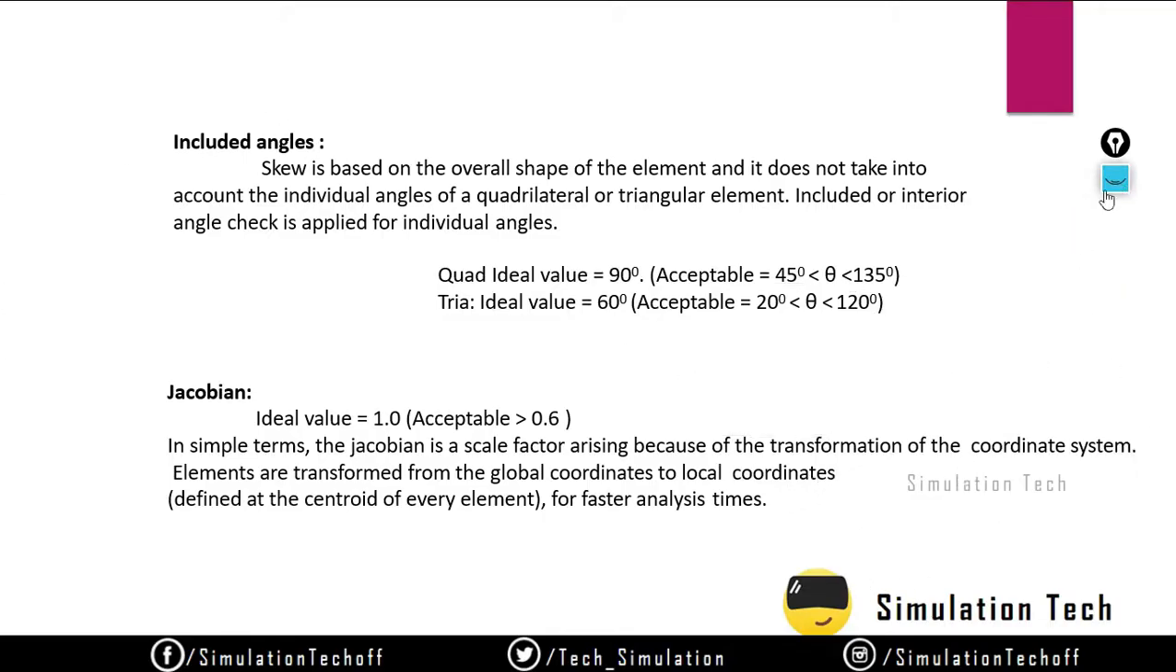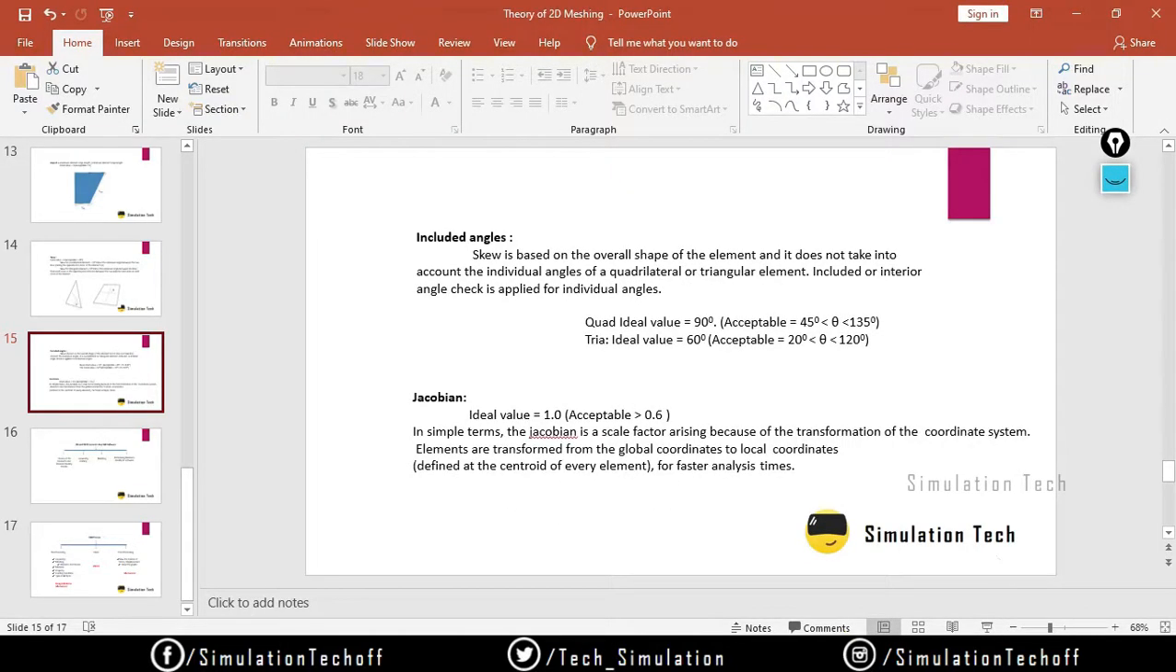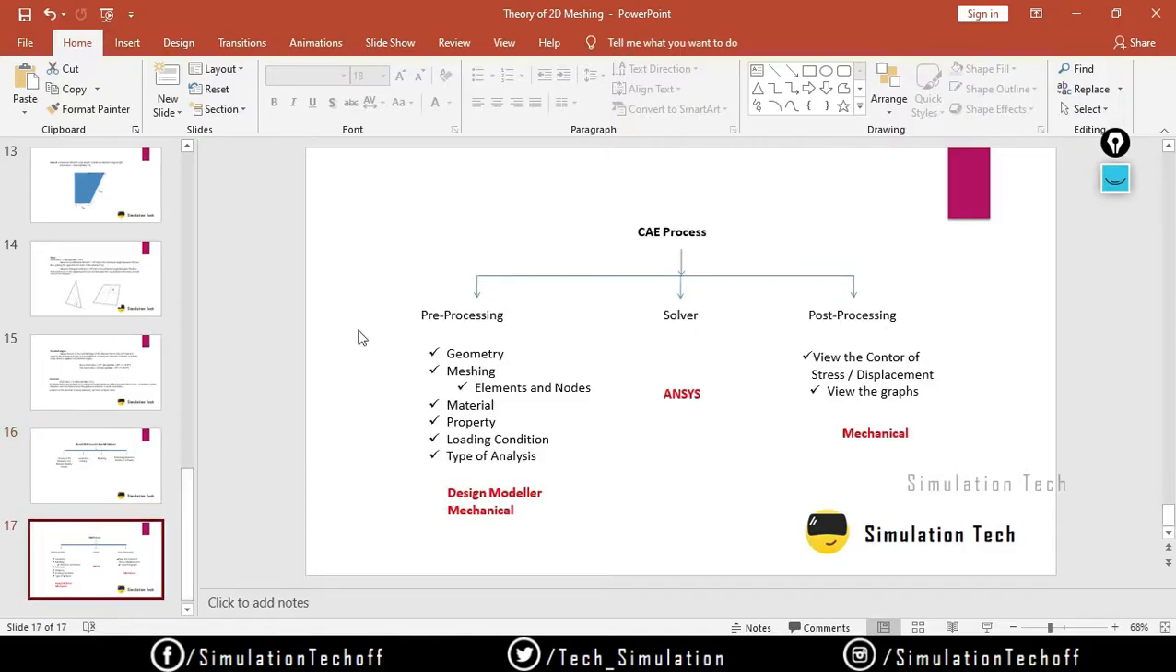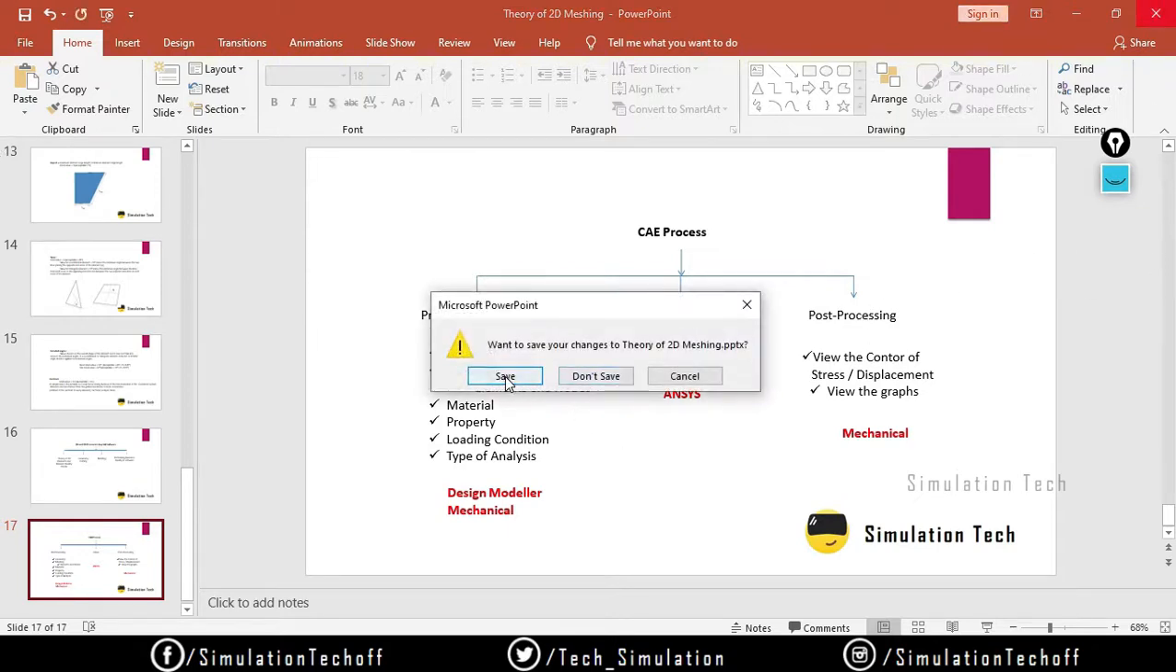So that is all for this session. We have successfully completed our theory part. This is what I already explained: what is the process flow, the 2D and 3D process. First we need to complete the theory session. After that we will go for geometry editing, and we will learn about meshing and how to analyze meshing quality by using software. And you know the process of CAE: pre-processing, solver and post-processing. Good.